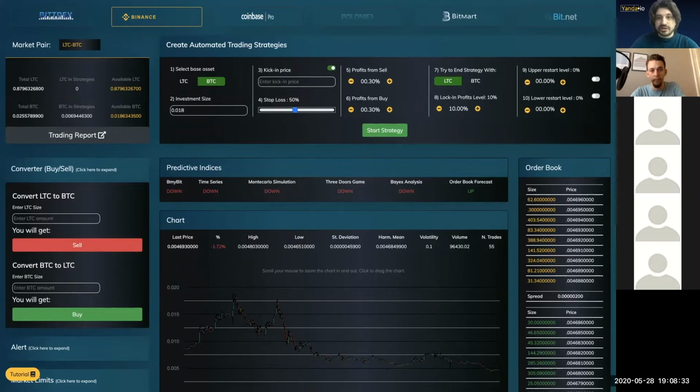I can easily switch it on and off by clicking on this button. Then I must decide the stop loss in percentage. This is entirely up to you. Yanda allows traders to set stop losses from 5% to 100%. If I set a stop loss at 25%, that means that if the Litecoin price against the Bitcoin goes lower than 25% since the beginning of the strategy, then the strategy will stop and will generate losses. Those losses are called stop loss.